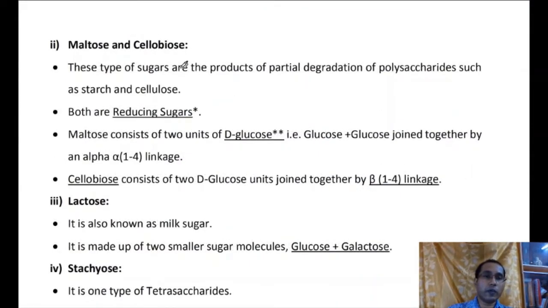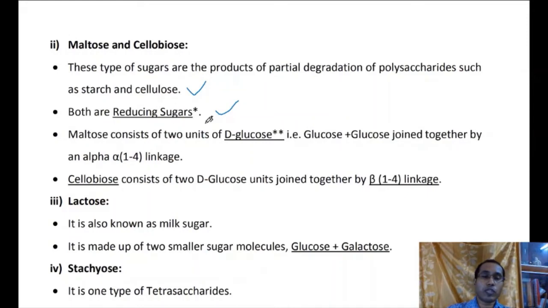Maltose and cellobiose. These types of sugars are the products of partial degradation of polysaccharides such as starch and cellulose. So when starch and cellulose are degraded by the addition of water, the initial products will be maltose or cellobiose. Both are reducing sugars.